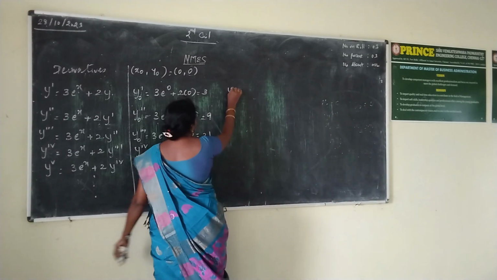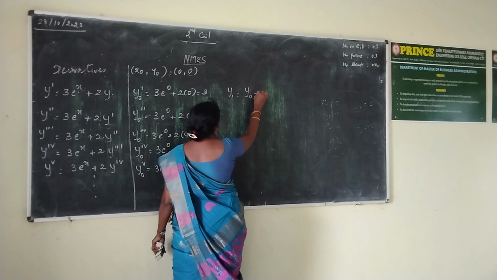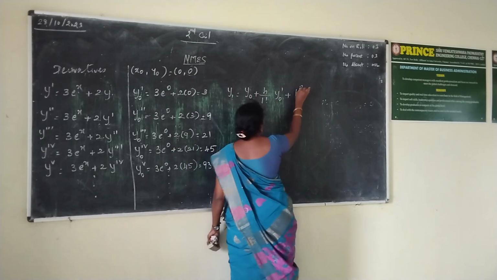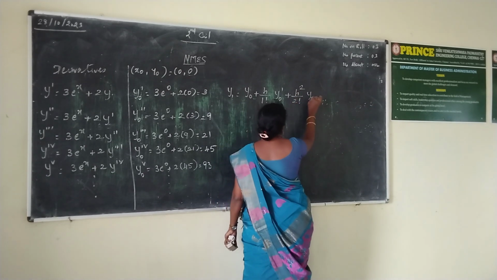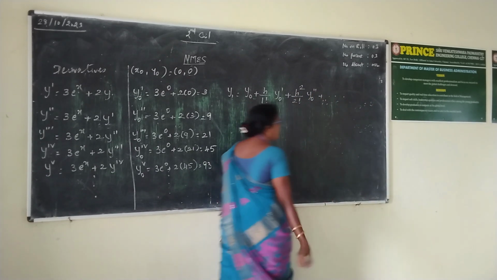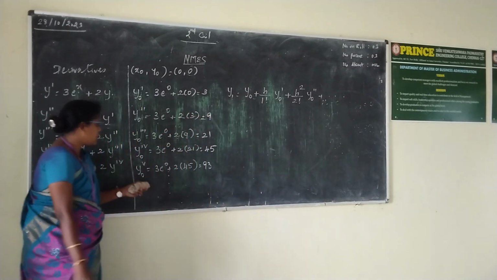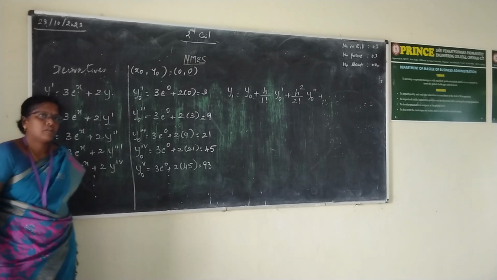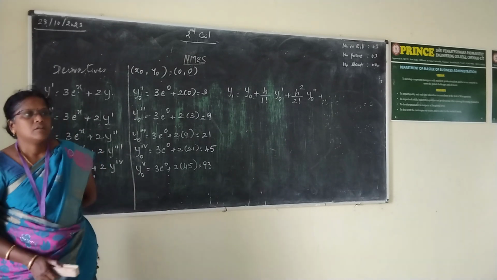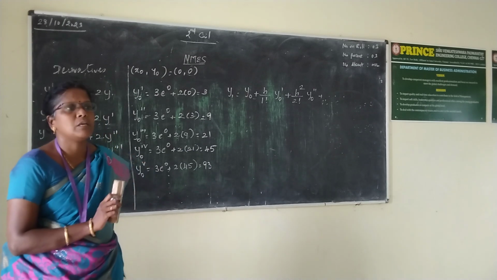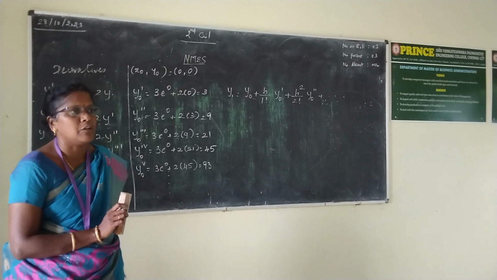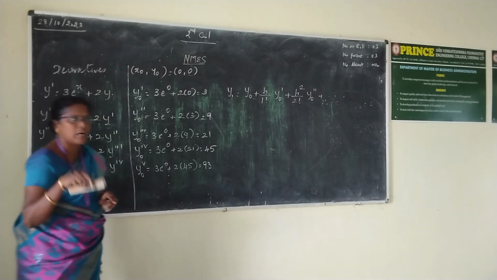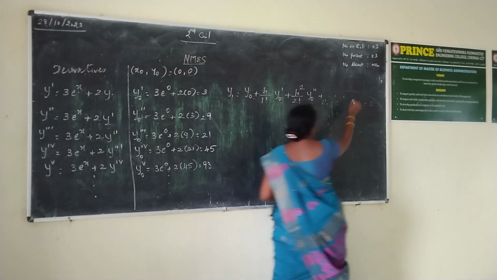y1 equals 1 plus x by 1 factorial into y0 dash plus x square by 2 factorial into y0 double dash plus x cube by 3 factorial into y0 triple dash, etc. You have found out up to the fifth derivative, so you are going to substitute up to that. So you are going to find y1 using y0 itself. So what will the x value? 1, in a whole step. So here you are going to substitute.